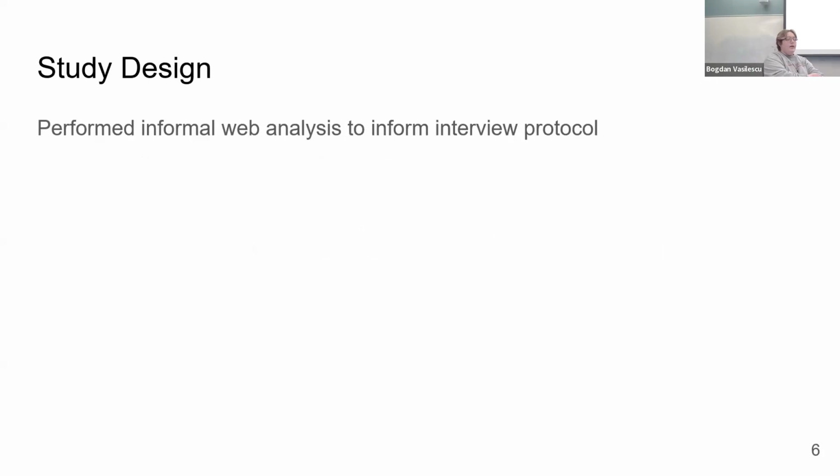For the study itself, before they performed the study, they did an informal web analysis to inform their interview protocol. They explicitly mentioned that this is not meant to be mixed methods, but it was supposed to be an informal analysis, so that way they could develop an accurate protocol and have the correct language when talking to sex workers.